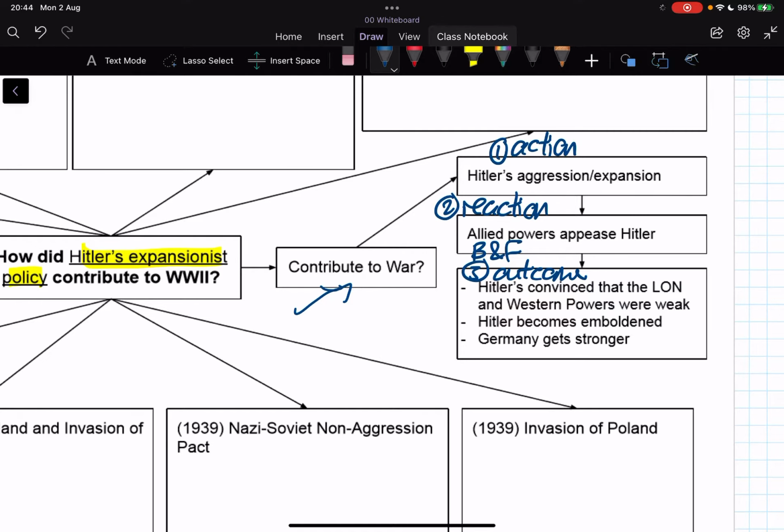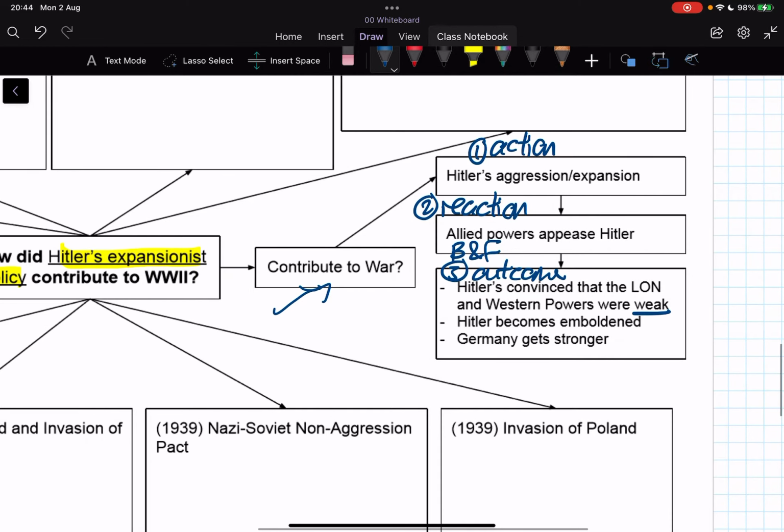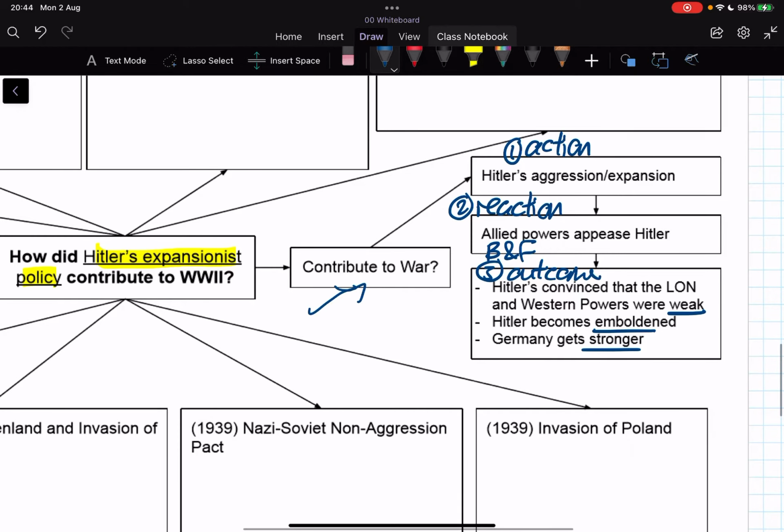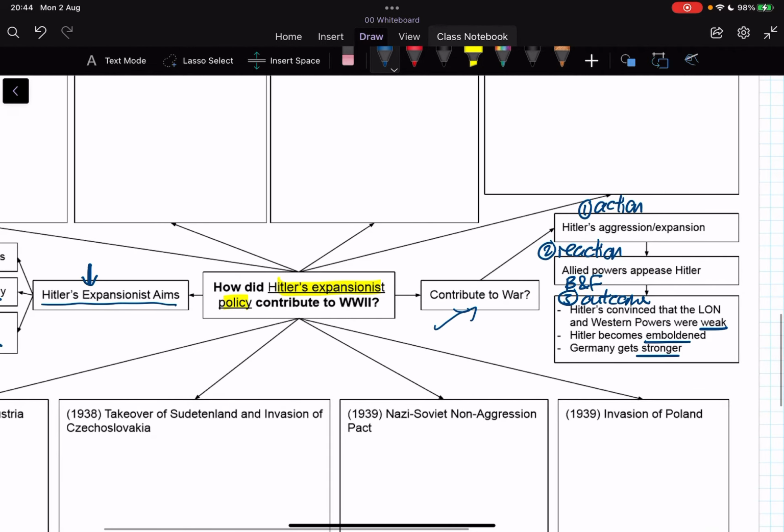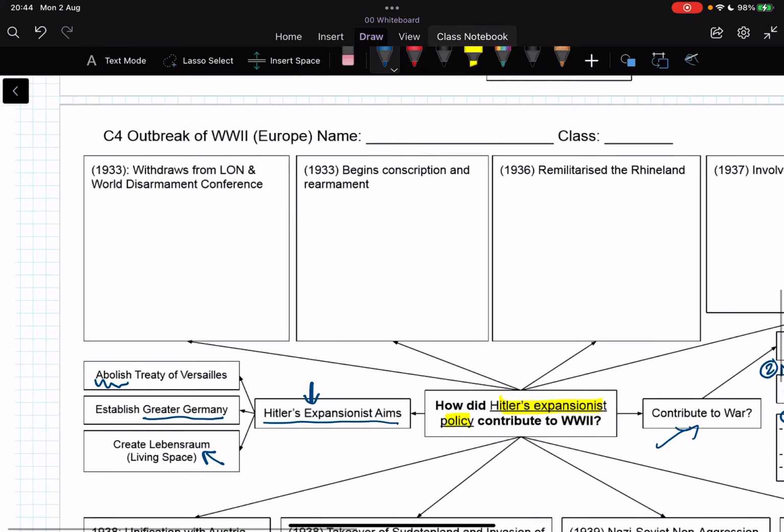Hitler's always going to be convinced that the League of Nations and the Western powers like Britain and France are going to be weak, and he's going to become emboldened. He's going to become more and more aggressive. As a result of his expansion, Germany is going to get more territories, more resources, and get stronger. This is only going to encourage him to pursue war. So with this big picture in mind, let's zoom in.